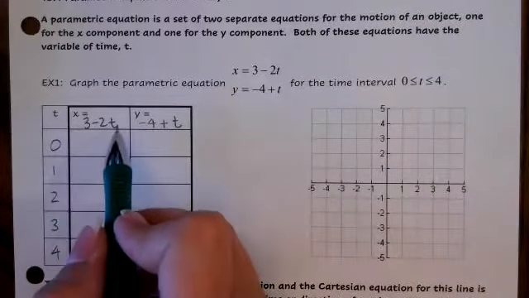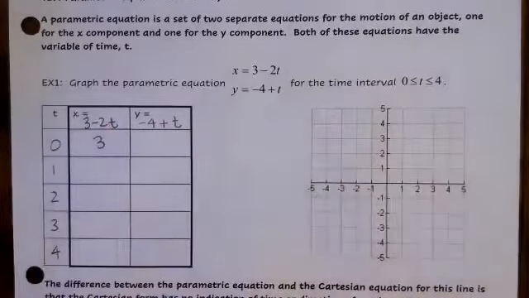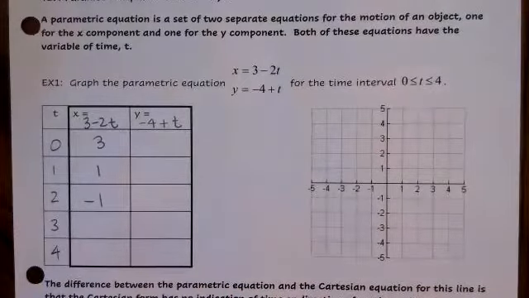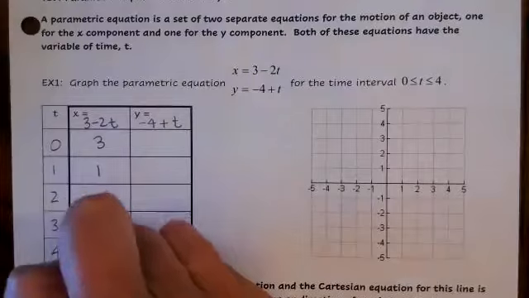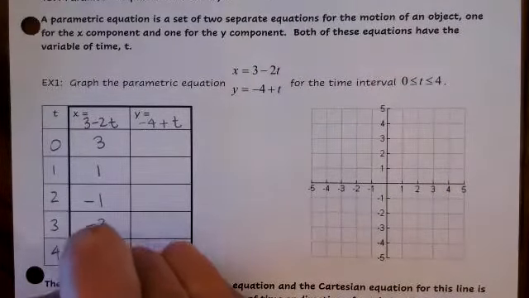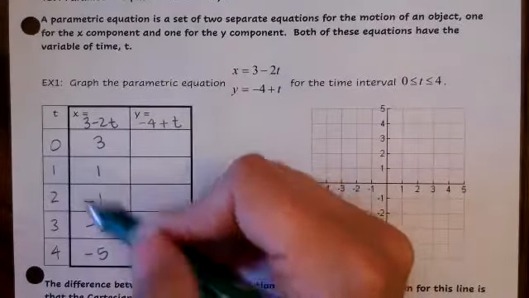You're going to plug in that 0 for the t here. So that would be 3 minus 2 times 0, which is 3. 3 minus 2 times 1, which is 1. 3 minus 2 times 2, which is -1. 3 minus 2 times 3 is -3. And 3 minus 2 times 4 gives us a -5. So these are going to be the x values for our parametric equation.